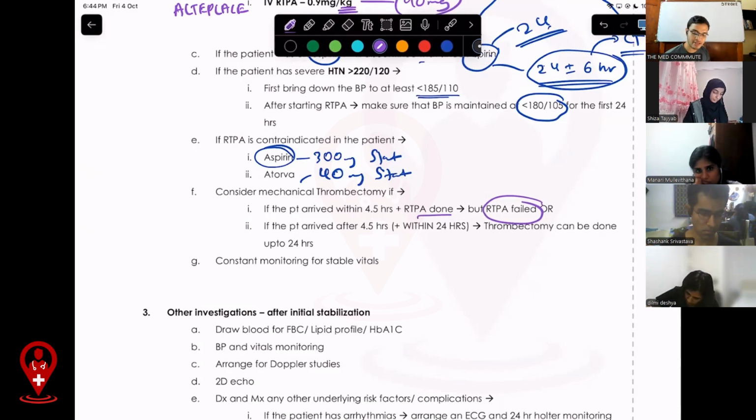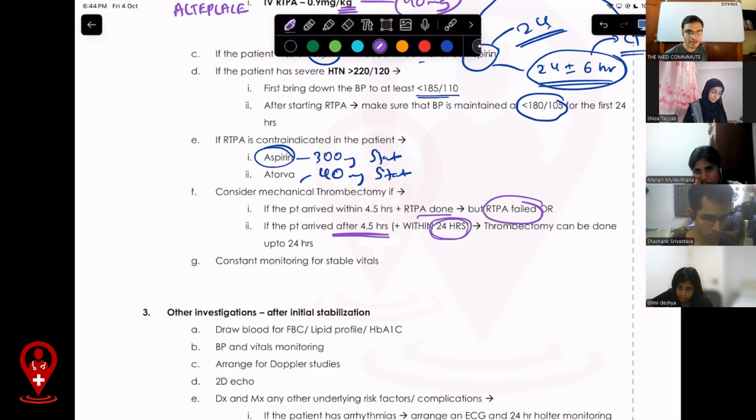Another indication is, guys, if the patient came after 4.5 hours, but within 24 hours. Now, my specific patient that I was talking about before, he came within 24 hours, but definitely after 4.5. He came the next day. So he had the issue in the day 1 morning, and he came towards the day 1 night.